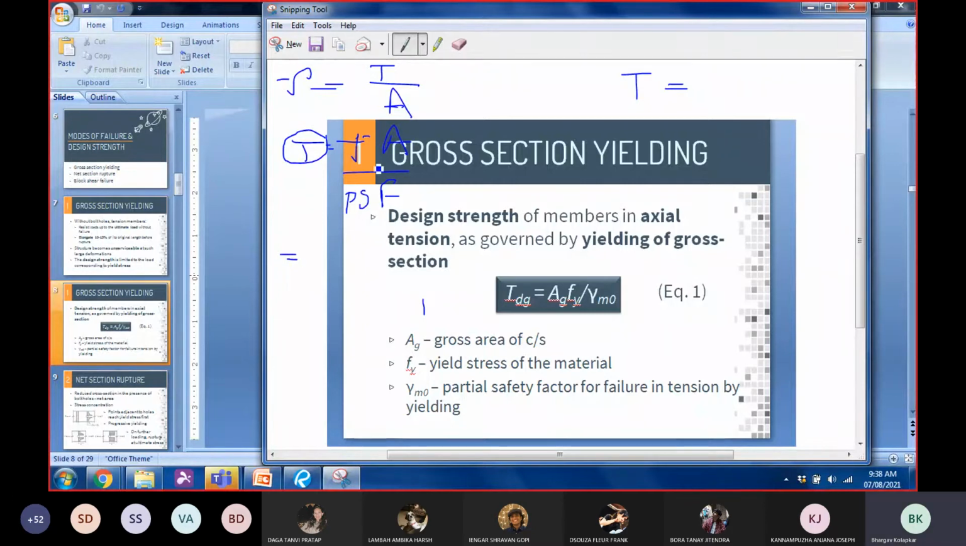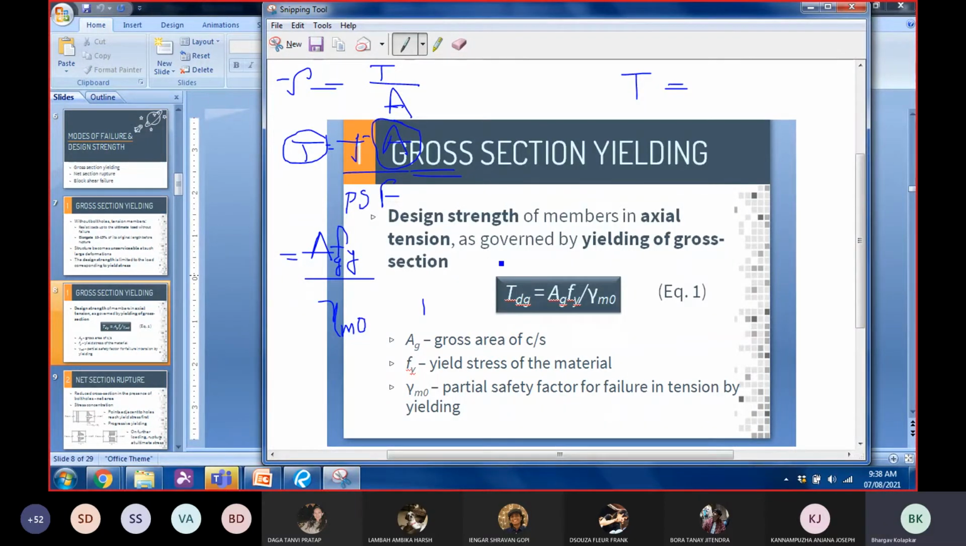So first T is nothing but the stress. What stress are we talking about here? It is the yield stress, fy. Then stress times area. Now what is this area? This is the gross area, or the total area of the cross section. This area is denoted by Ag, where g stands for gross and A stands for area. And then just divide this by the partial safety factor. The partial safety factor is given by gamma m0.